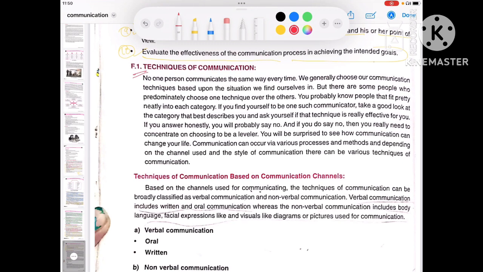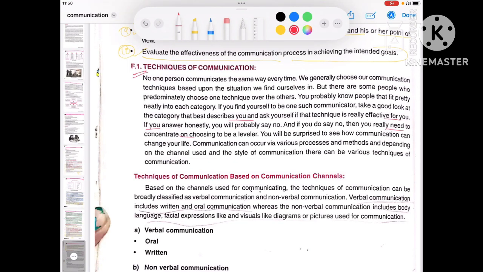If you find yourself to be one such communicator, take a good look at the category that best describes you and ask yourself if the technique is really effective for you. If you answer honestly, you will probably say no. And if you do say no, then you really need to concentrate on choosing to be a labeler.